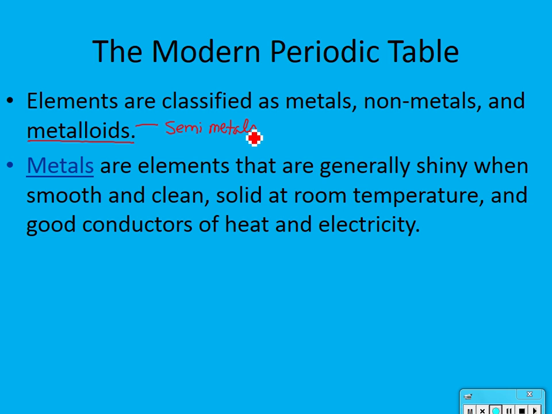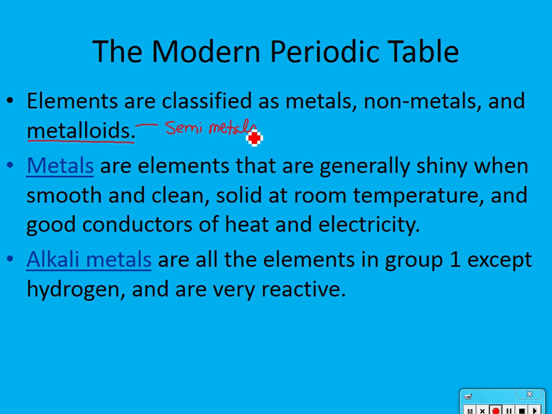Metals are elements that are generally shiny when smooth and clean. They're solid at room temperature, and they're good conductors of heat and electricity, which means they conduct electricity, and heat can travel through metals very easily.